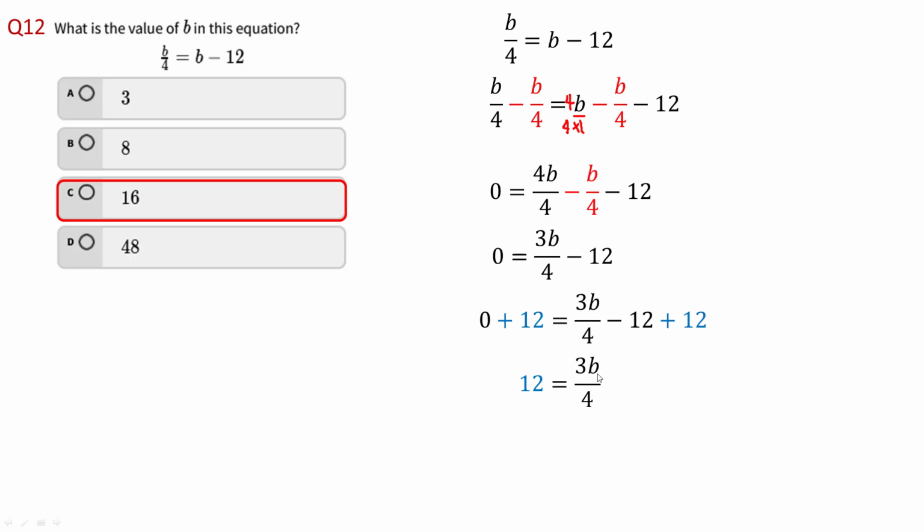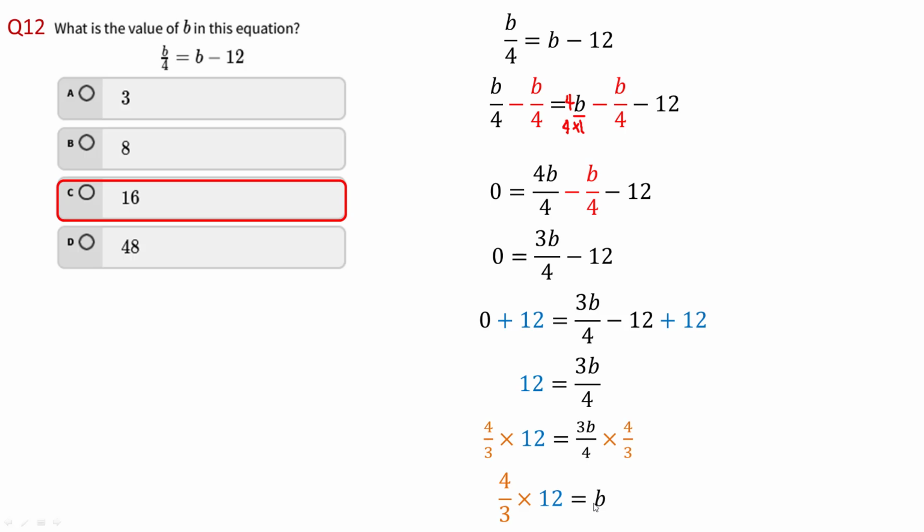Now, I want to know what b is. This says 3/4 of b is 12. So I'm going to multiply both sides by the reciprocal of 3/4, which is 4/3. The reason for that is because these 4's will divide out, and so will these. So they'll just leave me b on my right side. And I'm multiplying 4/3 by 12 to find what b is.